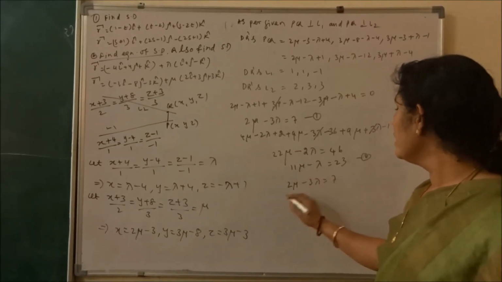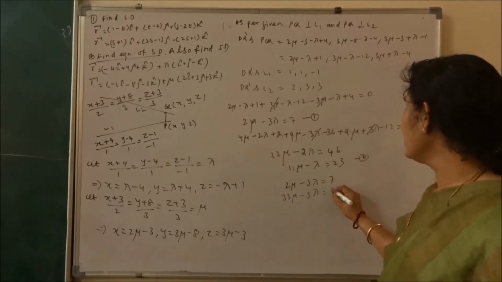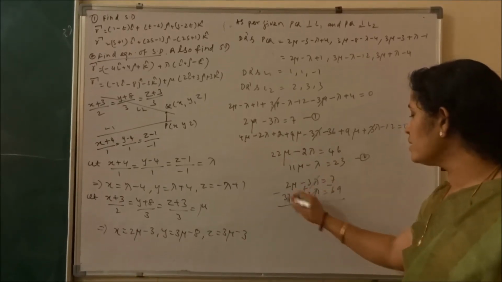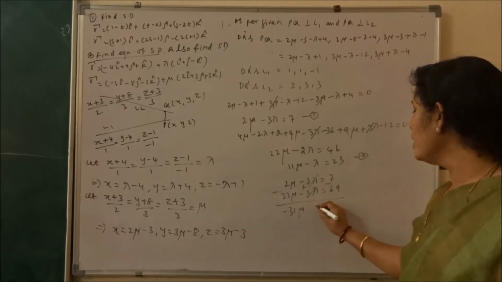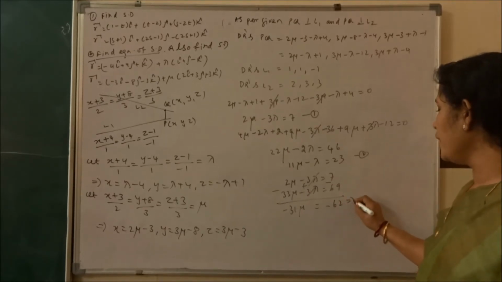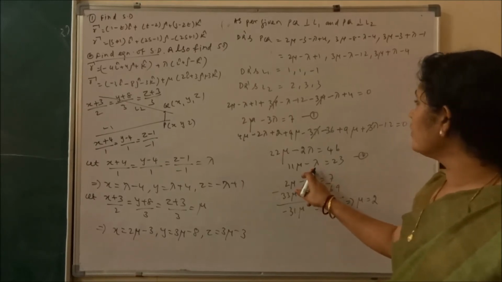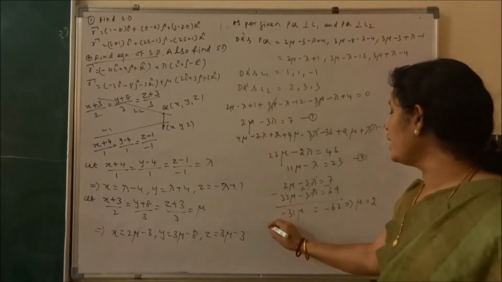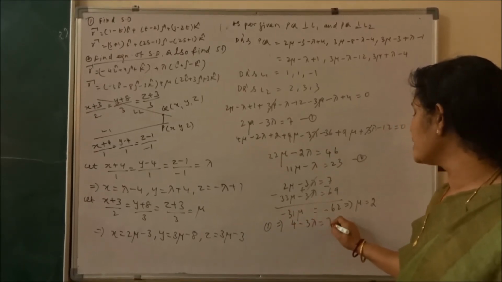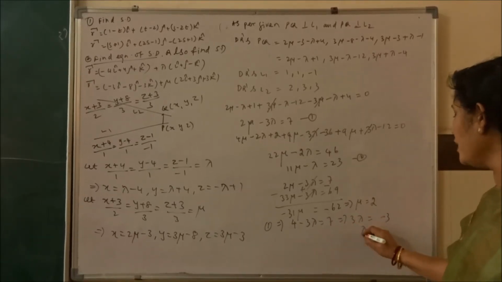If I multiply by 3 here, 33 mu and then minus 3 lambda is equal to 69 and then 6. Clear? Now if I subtract, minus plus minus, it will be cancelled. I will get minus 31 mu equal to 5 minus minus 62, so mu equal to what am I getting? 2. If mu equals 2, which equation do I keep it in? If I keep it in equation 1, that is 2 mu, that is 4, minus 3 lambda equal to 7. This implies 3 lambda equal to minus 3, so lambda equal to 1.